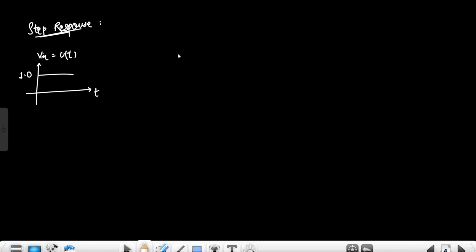Now the step response of the ideal integrator circuit. For the step response, we simply apply a step input here. This is the step input, and just for simplicity I have taken the amplitude as one, so this input is simply u(t), right? Now this is the circuit, the resistor, the capacitor.